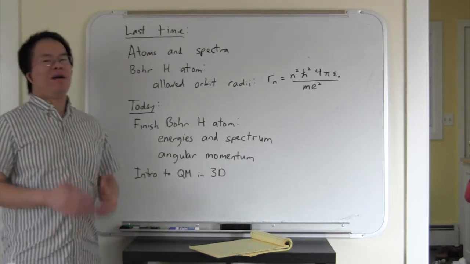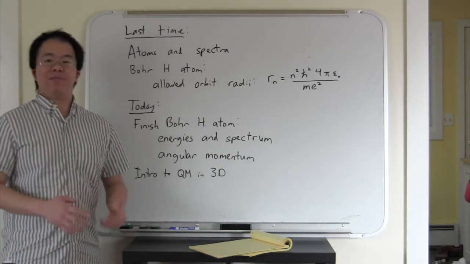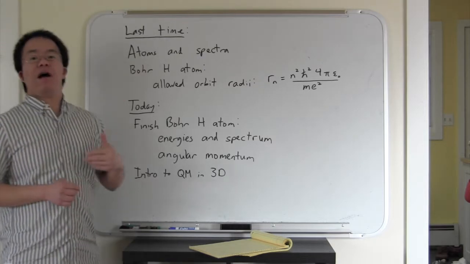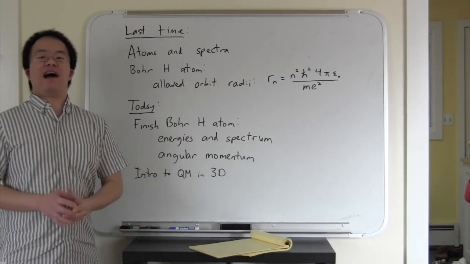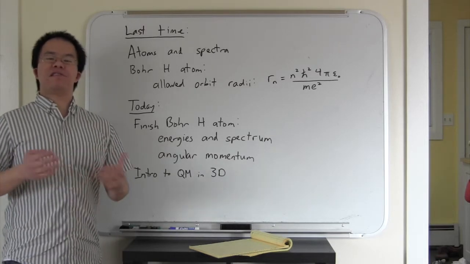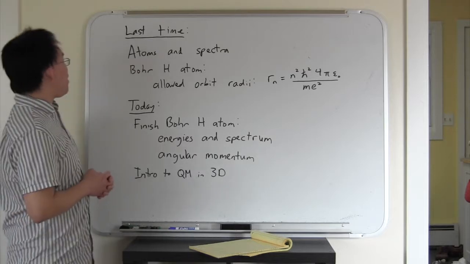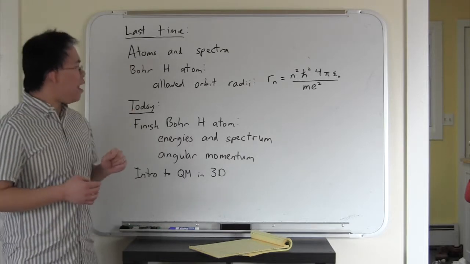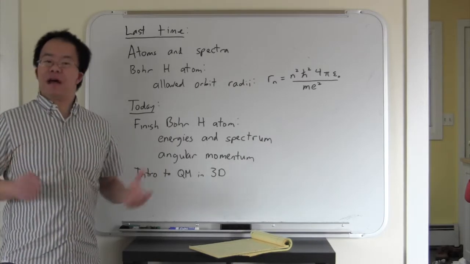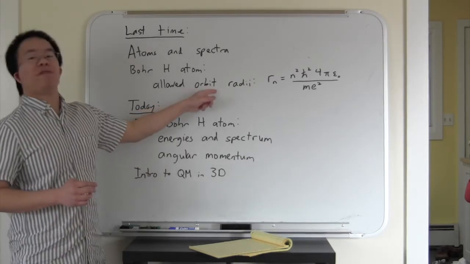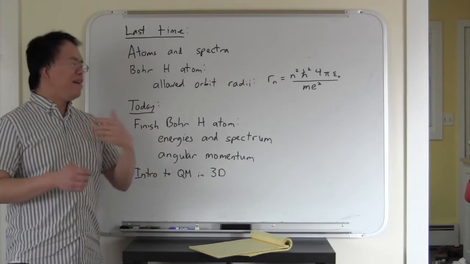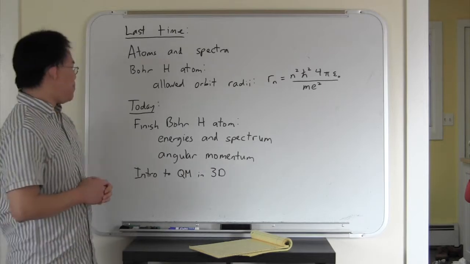So last time we began talking about atoms and atomic spectra. We began our discussion of the Bohr model of the hydrogen atom that combines some classical physics with some quantum ideas like the de Broglie wavelength. And where we ended last time was in calculating the radii of the allowed electron orbits for the hydrogen atom, and it goes like n squared and some fundamental constants.